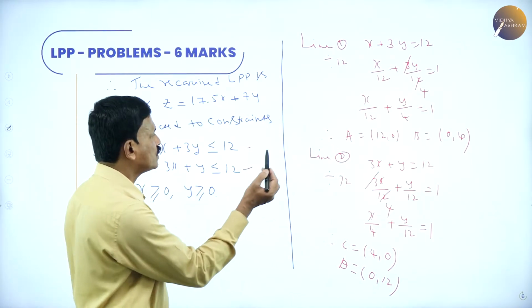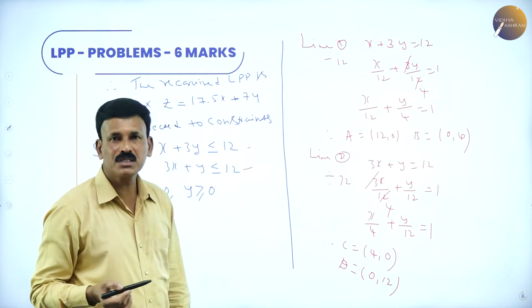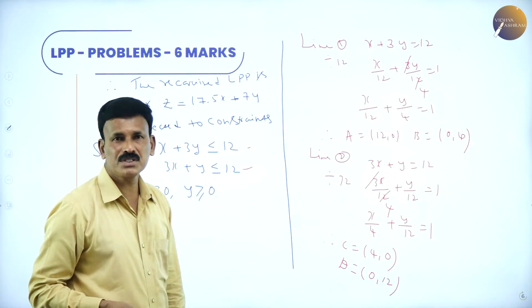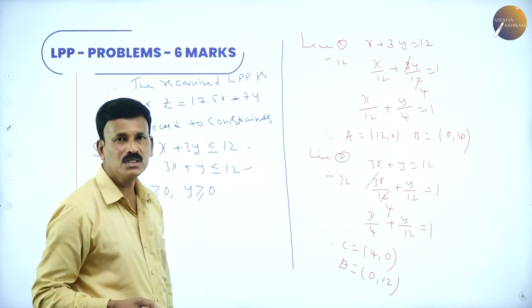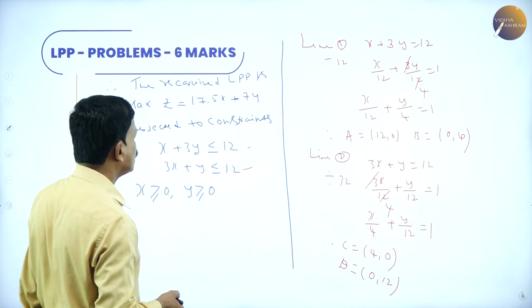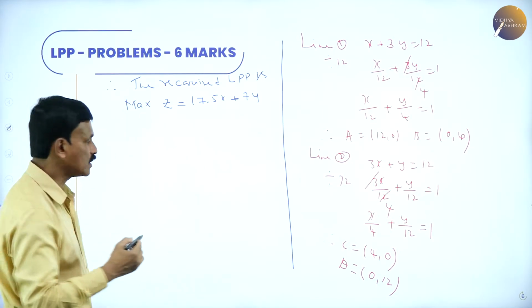Okay, so for the first line you are going to get the coordinates as 12 comma 0 and the point B as 0 comma 4, and the second line C is 4 comma 0 first point and the second point is 0 comma 12. Let us represent this on a graph sheet. Okay, I will rub this and I will draw the graph here.